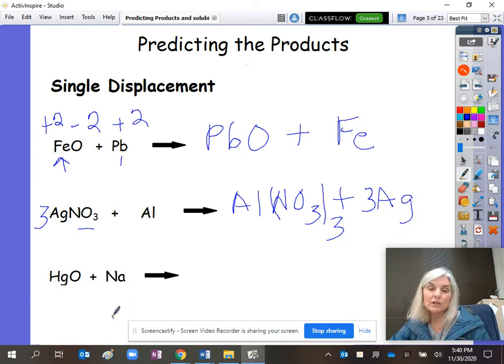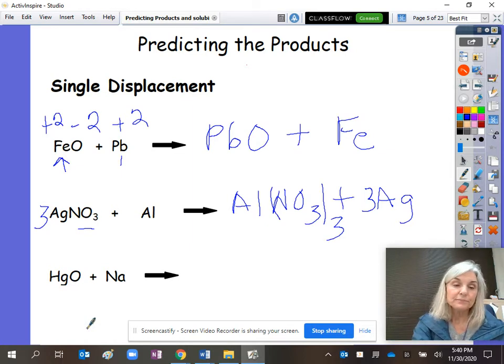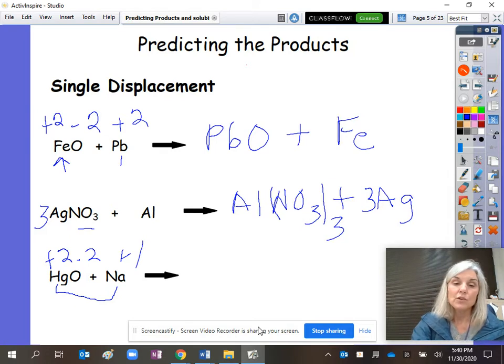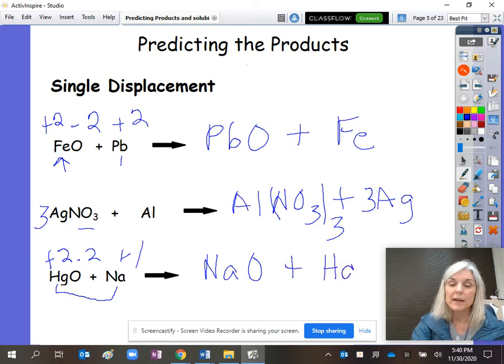So again, we're going to look. We don't know what mercury's charge is because mercury can have more than one charge. So I'm going to look at the oxygen, which is -2. Well, if oxygen is -2, then that means mercury is +2. And then sodium is +1. So since sodium is positive, it wants to swap with the mercury. So now sodium is going to be with the oxygen plus now the Hg is by itself.